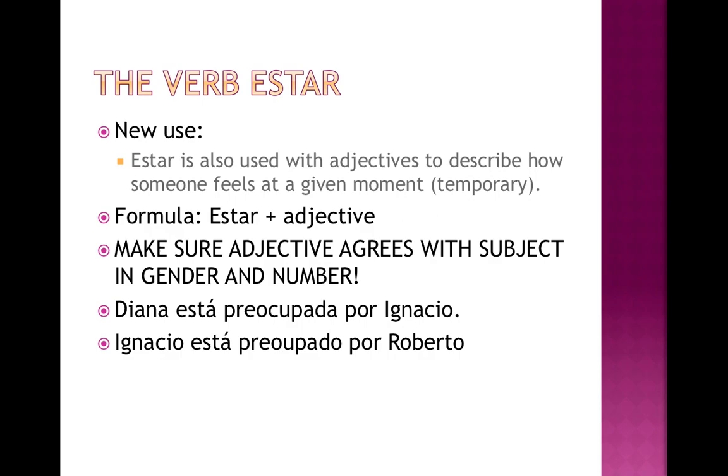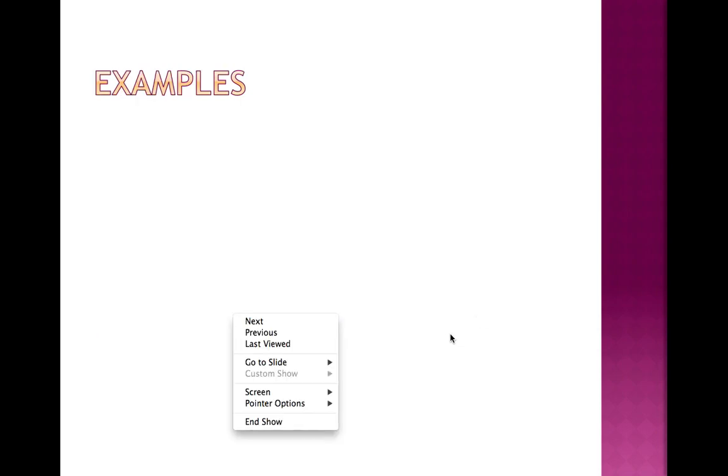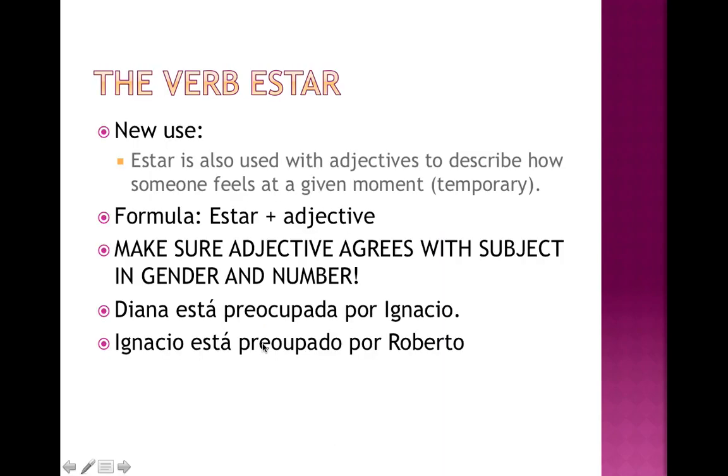Ignacio is worried about... Oh, that's a typo in there. Sorry, there should be a c. Ignacio está preocupado por Roberto. Okay, but this time it is preocupado because we're talking about Ignacio. So notice it's not agreeing with Ignacio and Roberto at the end of the sentence. It's agreeing with your subject at the beginning. Okay? ¿Está bien?